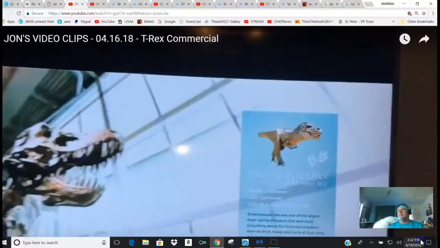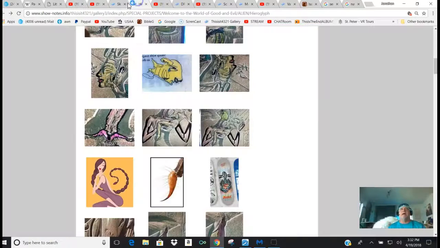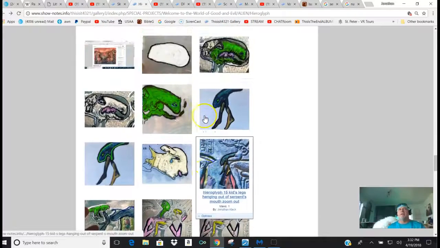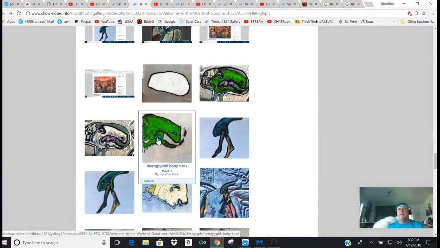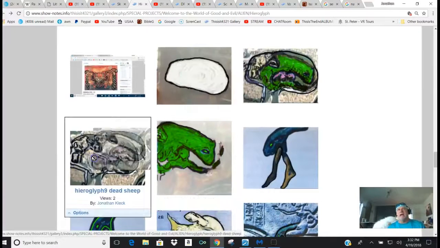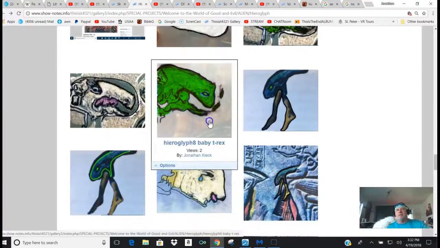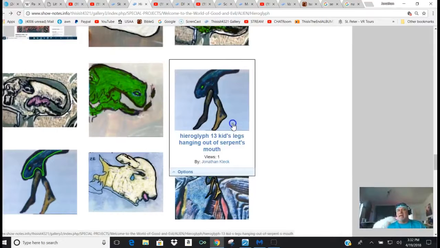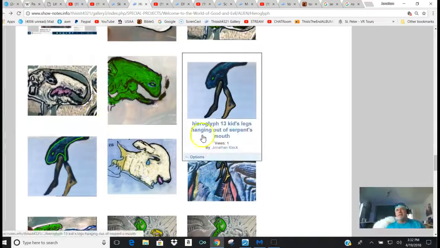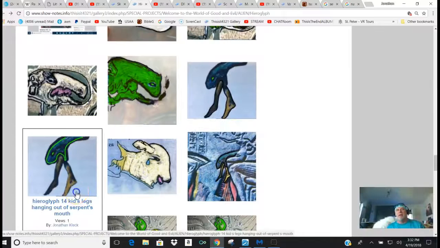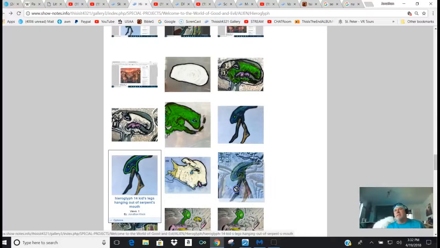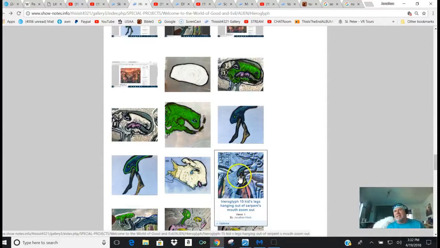What's with the T-Rex? Why is the T-Rex so prolific in everything I'm doing? Why is Obama a T-Rex? Why is there a baby T-Rex and a dead sheep and a hieroglyph that's 1,300 years old? Why are there a kid's legs sticking out of the mouth of a serpent right here in the hieroglyph? See, the serpent has a kid's legs hanging out of the mouth.